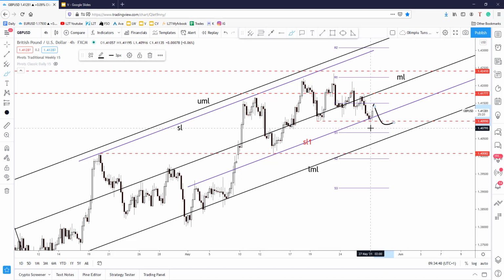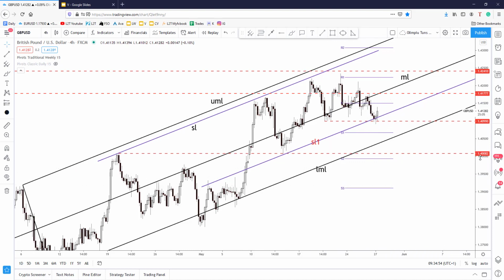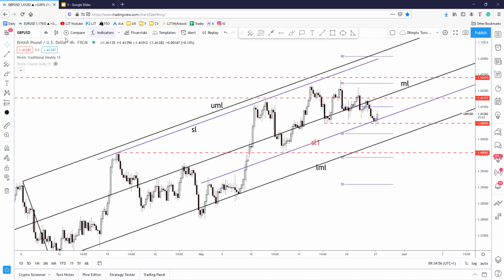If the price will drop and close and stabilize below 1.4091, then it could maybe develop a strong drop in the short term, and this scenario will take shape only if the DXY will jump higher, maybe if the US data will come in better than expected.